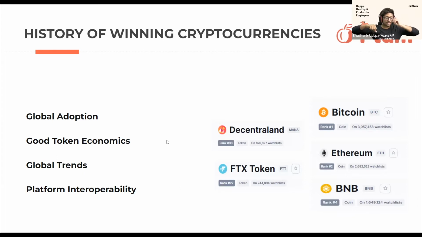Now, another very important factor is platform interoperability, right? You understand that more adoption means more value for the token. The more adoption, the more it wins, right? Now, if the token can also go across blockchains, or if the token can be used for a variety of reasons, like Ethereum can be used for NFTs, can be used to start your own project, can be used for any smart contract that you want to do, whether it's a private or a public smart contract.